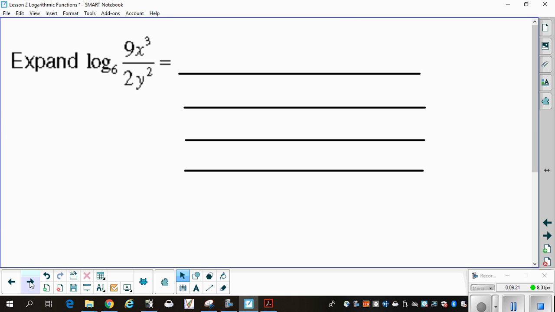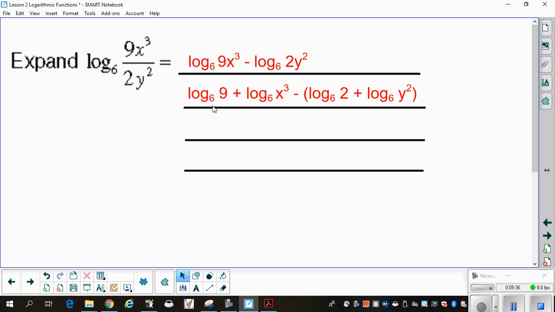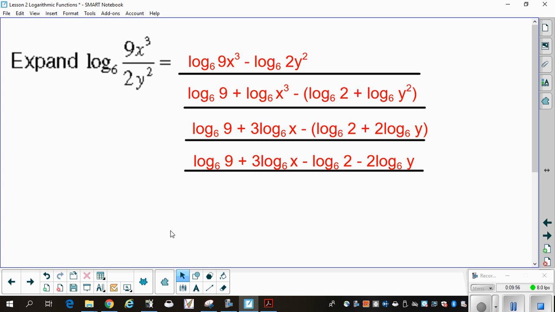All right. Try expanding this one. Pause the video and use the previous one as an example. All right, you're back. First, I took the 9x cubed and the 2y squared and separated it. Then I went ahead and separated out the 9 and the x cubed, and I'm subtracting this guy, separated into log base 2 of 9, log base 2 of y squared. Now I'm going to bring down powers. The 3 comes down in front and the 2 comes down in front, and then I'm going to simplify by distributing the minus.